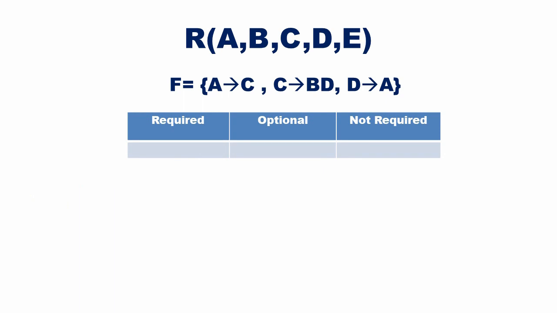Consider a relation R with attributes A, B, C, D, E. F is given as A determines C, C determines BD, and D determines A. Let us first categorize the attributes as required, optional, and not required. A appears on both sides, so it is optional. B appears only on the right hand side, so it is not required. C on both sides, so it is optional. D also optional. E does not appear in any of the FDs, so it is required.